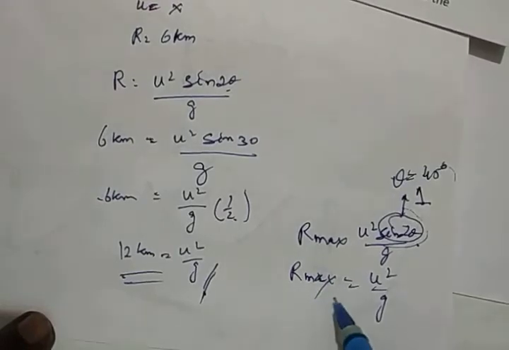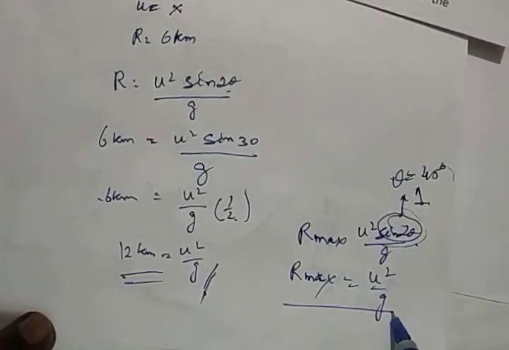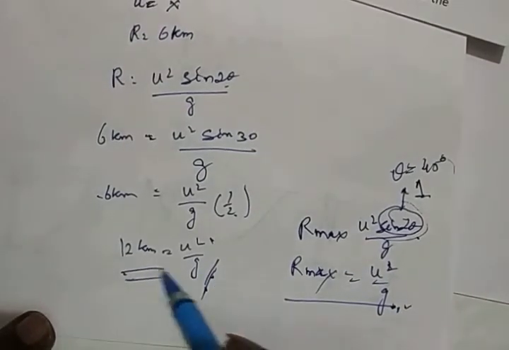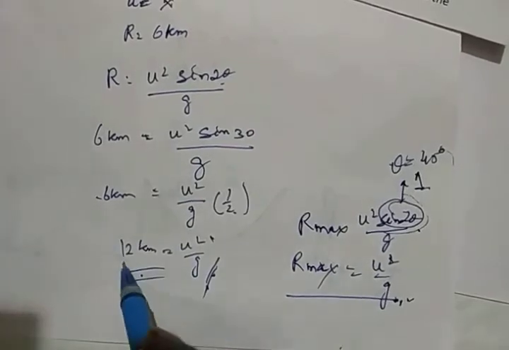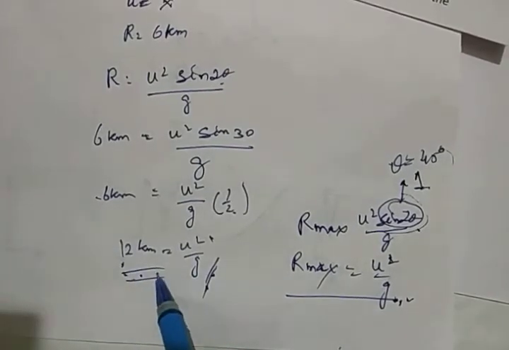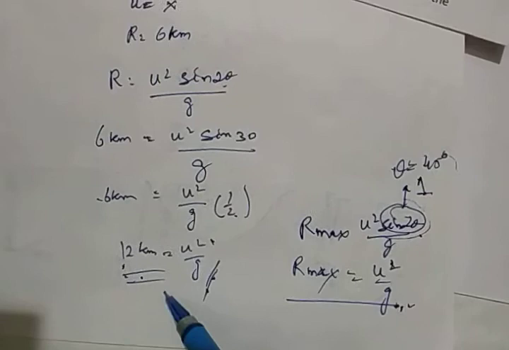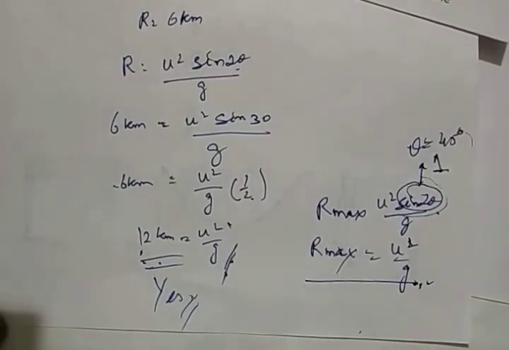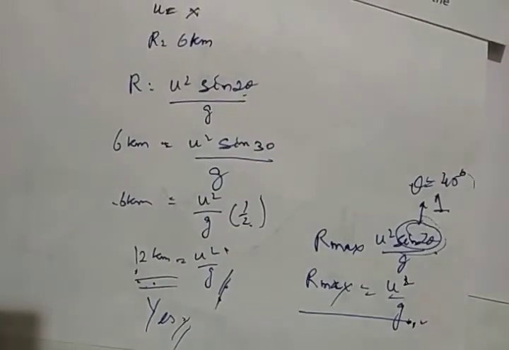When range is maximum, there is a maximum distance you can travel. What is the maximum distance you can travel? U square upon g. U square upon g is already here, 12 kilometers is already showing here. Now the question is, can you target 10 kilometers? Yes, surely. So the answer is just yes. It is possible. Alright, going to the next question.